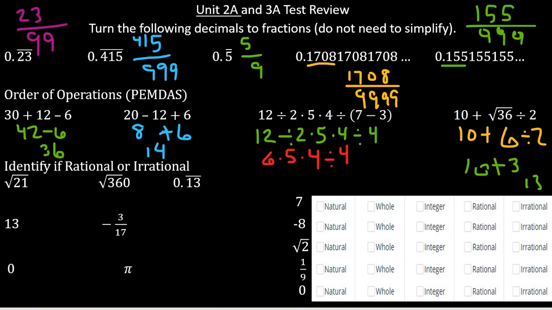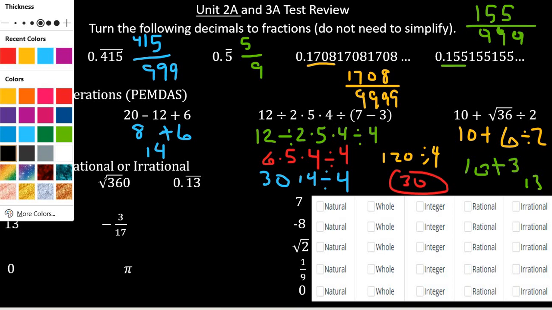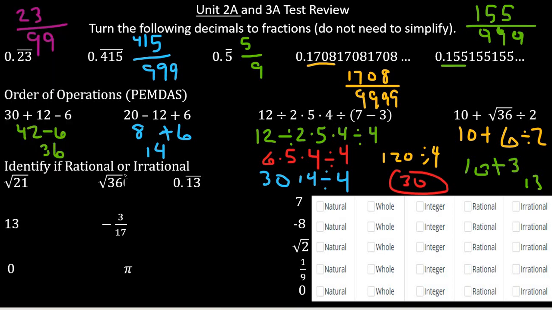And then we would do the 6 times 5 next. So that's going to be 30. So we'd have 30 times 4 divided by 4. And then next would be 30 times 4, which is 120. And 120 divided by 4 is going to give us a final answer of 30. And the square root of 300, this should just be 360 here. So let me see if I cross off that 0, color that out.